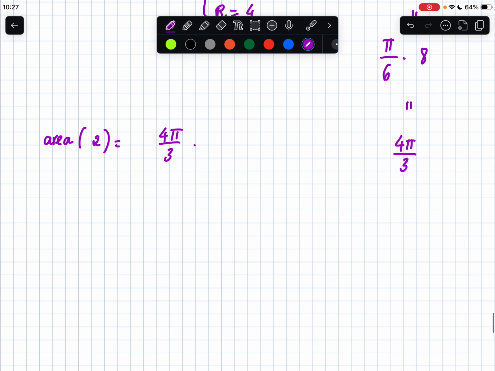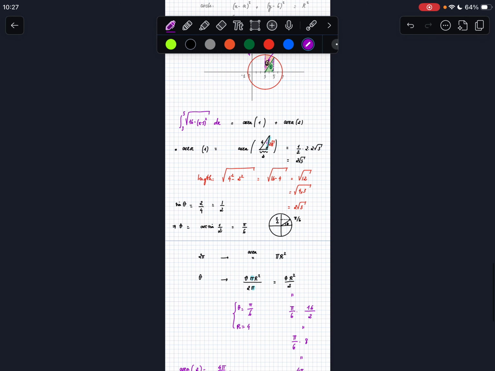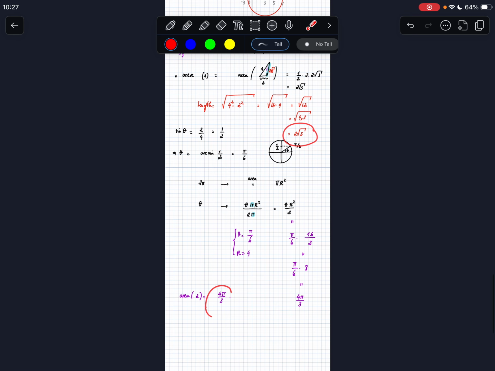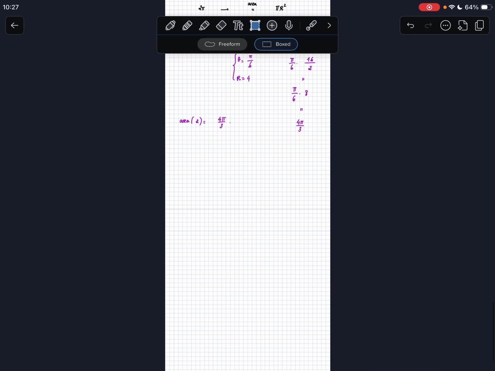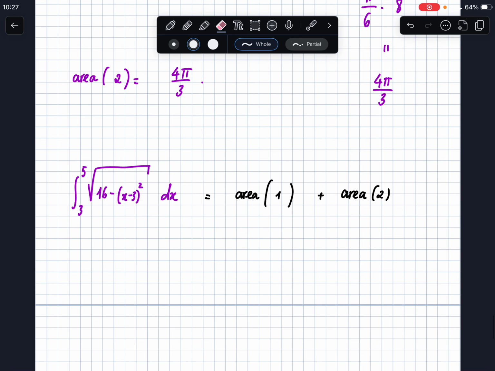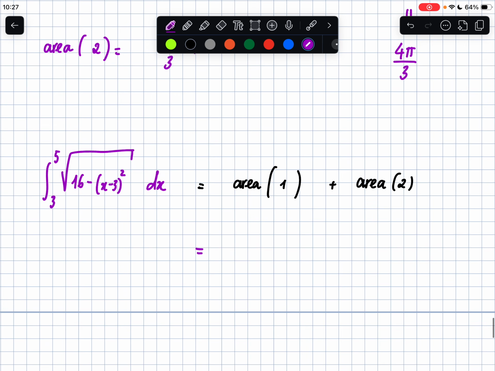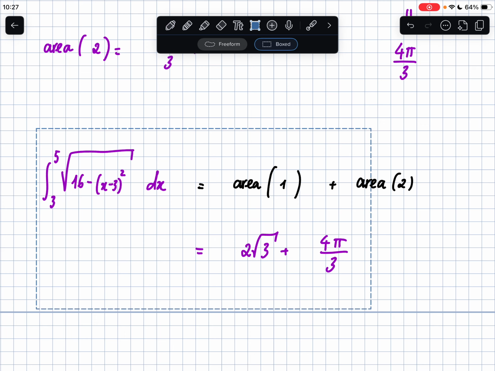Therefore the total area is the area of region 1 plus the area of region 2: 2 root 3 plus 4 pi over 3. Conclusion: this integral is the sum of the areas of the two regions, 2 square root of 3 plus 4 pi over 3. And this is our final answer.